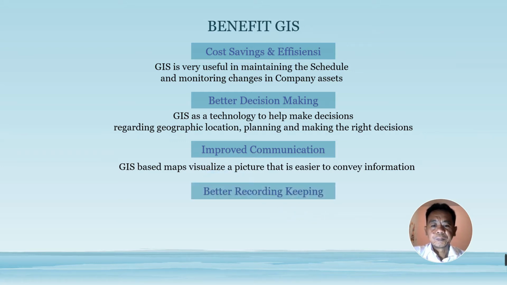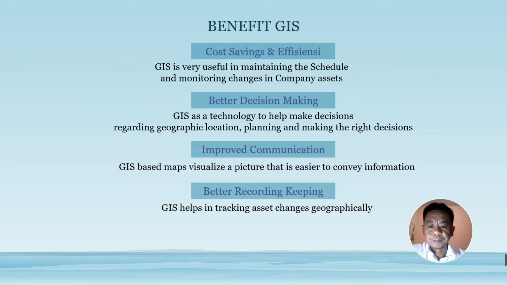Then better record keeping. GIS helps in tracking asset changes geographically. So, historical from the first the asset built on the field, we can check the historical and then how the condition and how the last situation.